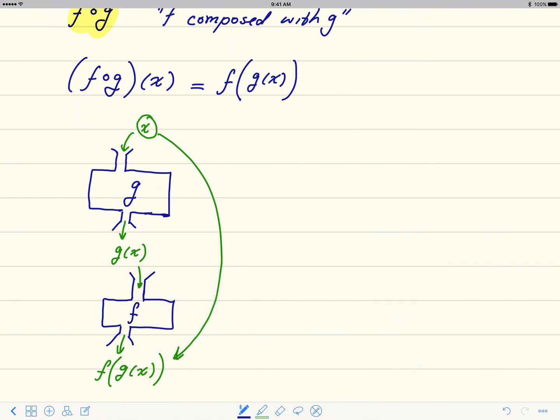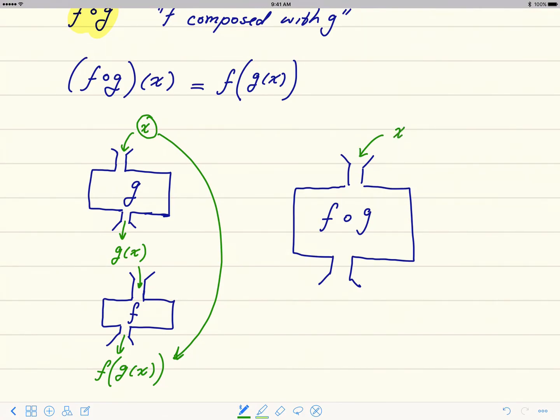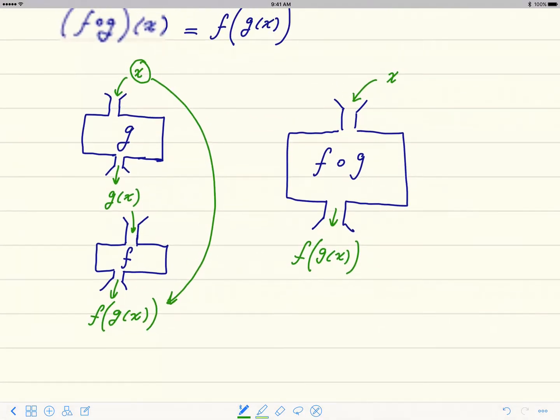So you can think of the composite function as one big function called f composed with g, or f circle g, where we plug in an input, a number like x, and we directly get as an output f of g of x. Okay? And so what this composite function does is that it does the role of both of these functions in one. So let's take a look at an example.